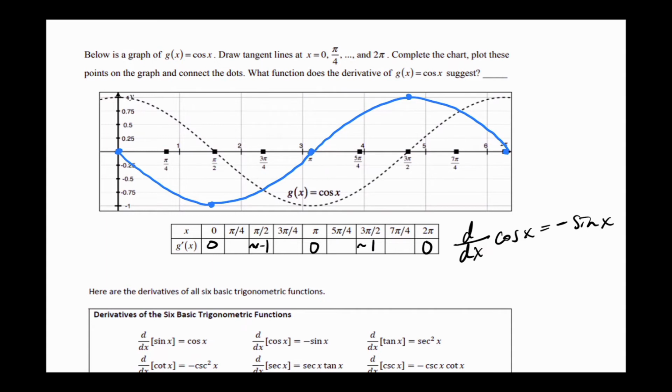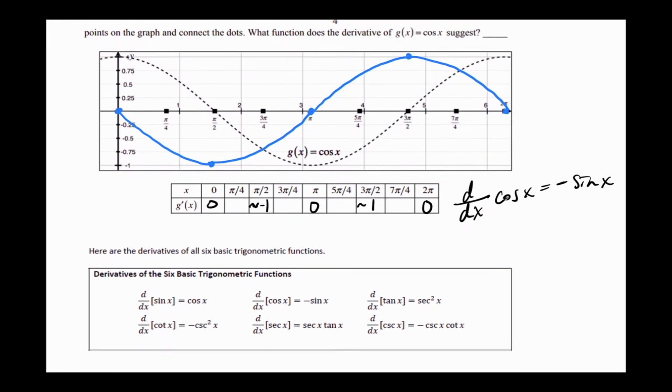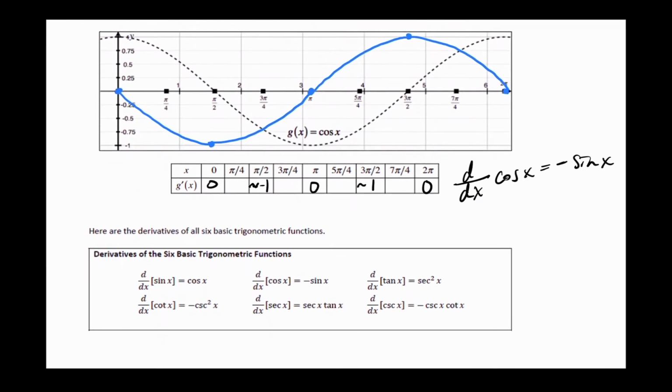Okay. There's others too. There's derivatives of all of them. So at the bottom of your page, you have this little cheat sheet.